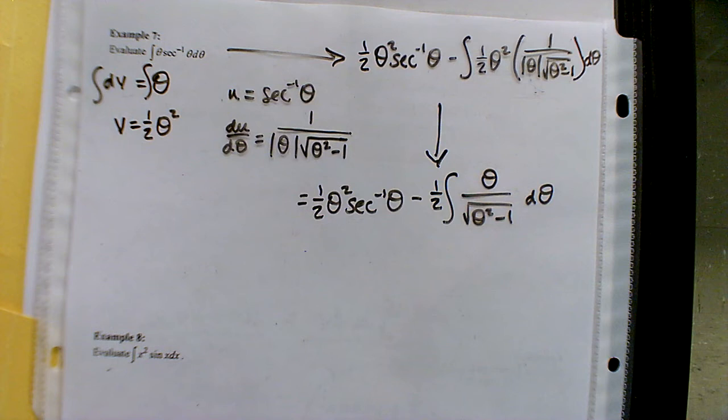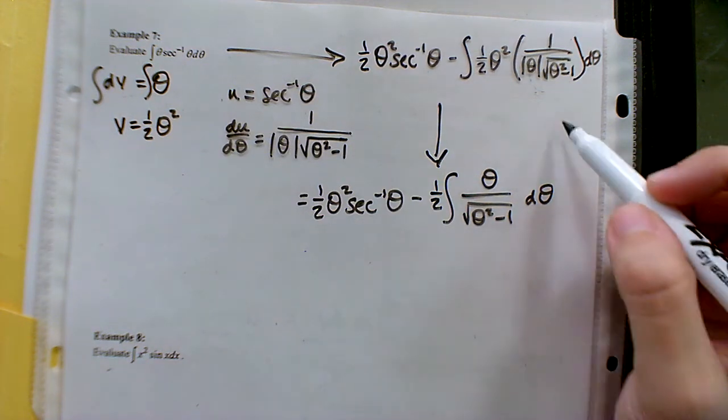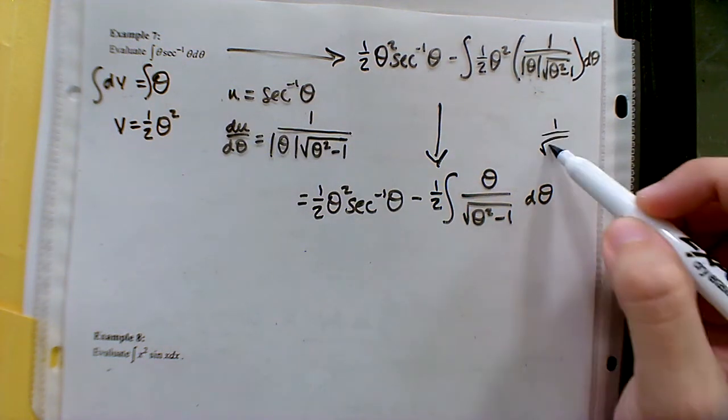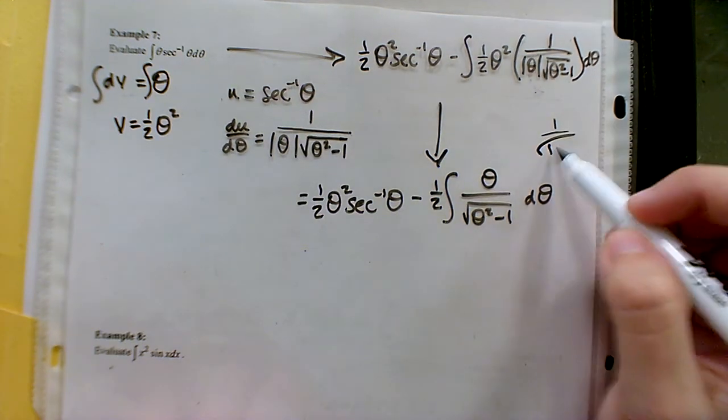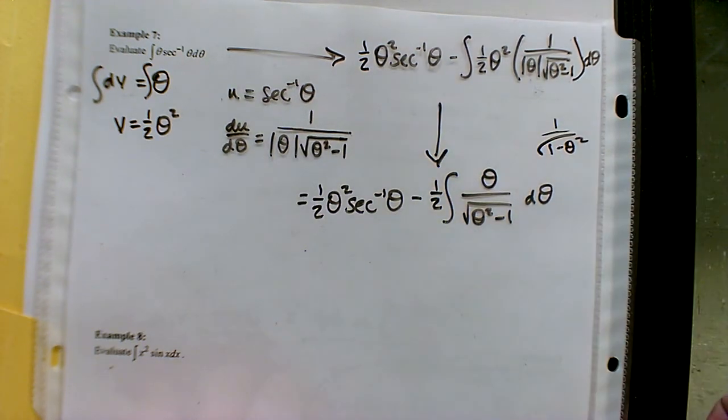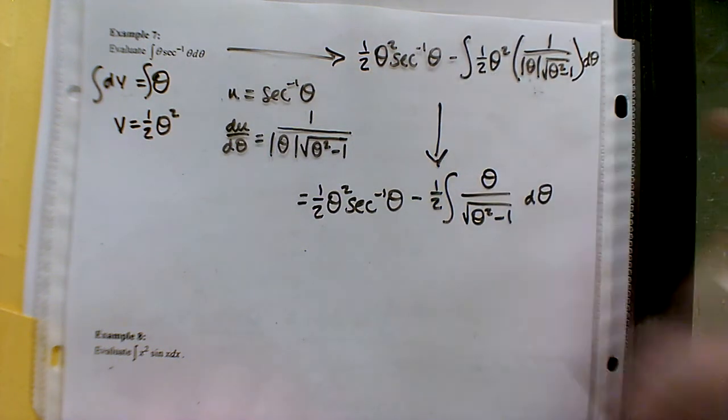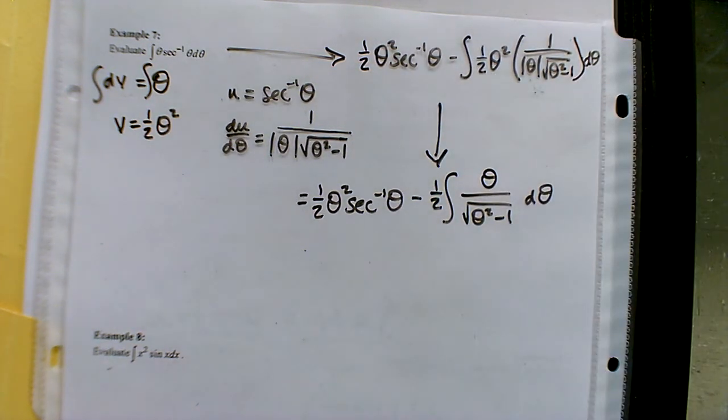Is it arc sine? Close. Arc sine would be 1 over... Actually, I think arc sine is... No, arc cosine is negative. Isn't it 1 minus theta squared or x squared? Yeah, it's switched. Yeah, not quite. Very close, but not quite.